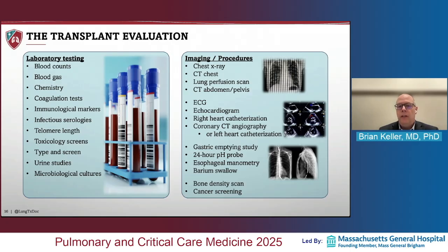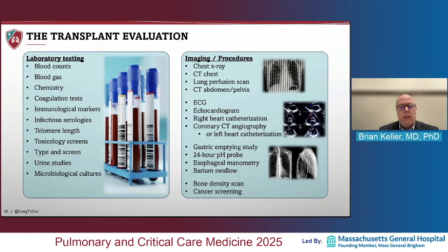We also perform a number of imaging procedures and other tests of the lungs, of the heart function, including a right and left heart catheterization or a coronary CT angiography, depending on the patient's risk factors. And then I mentioned the GI testing. We look at gastric emptying, 24-hour pH probes, esophageal manometry, and barium swallows to get an idea of esophageal function, reflux, and gastroparesis. And then finally, I mentioned the health maintenance, so bone density scans and cancer screening, including pap smears, mammograms, colonoscopies, to make sure that those are up to date.